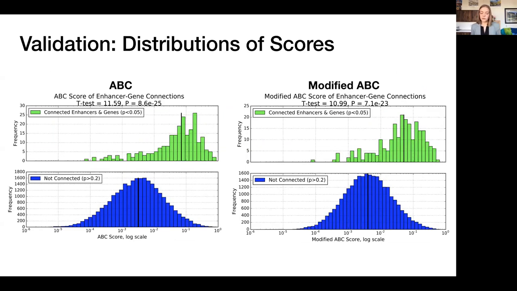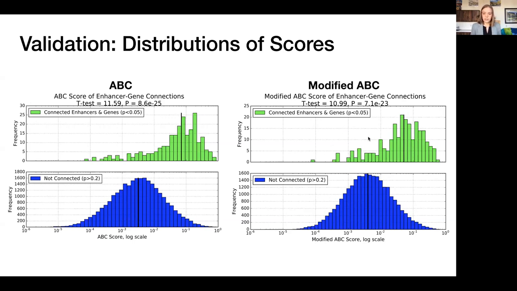First, we'll look at the distributions of ABC scores. Here we have the ABC score increasing on a log scale, and on the y-axis we have the frequency. The green shows the distributions of ABC scores for enhancers and genes that are connected. So in these cases, the enhancer does regulate the gene. And in the blue, we have the distribution for enhancers and genes that are not connected. As you can see, connected enhancers and genes have significantly higher ABC scores than those that are not connected.